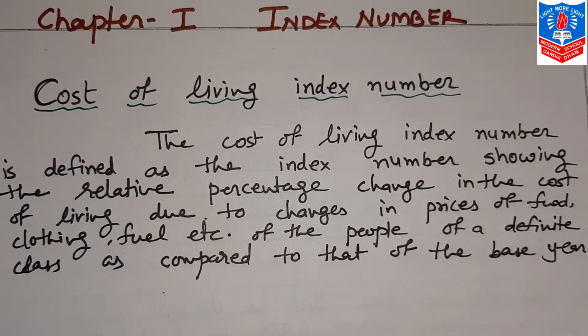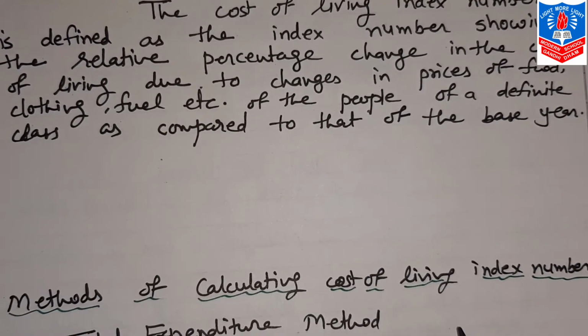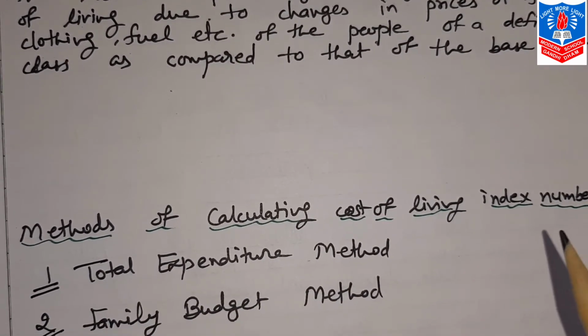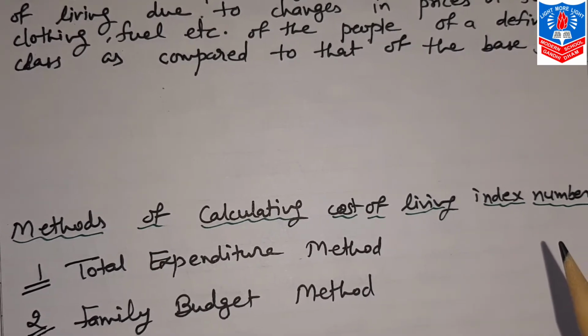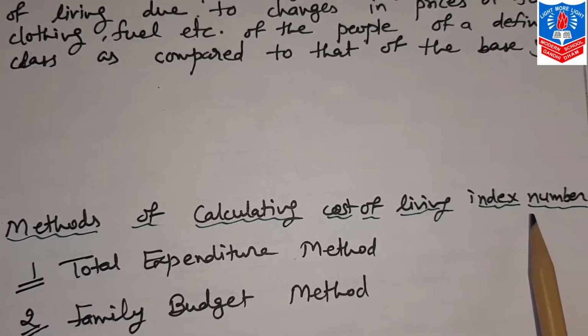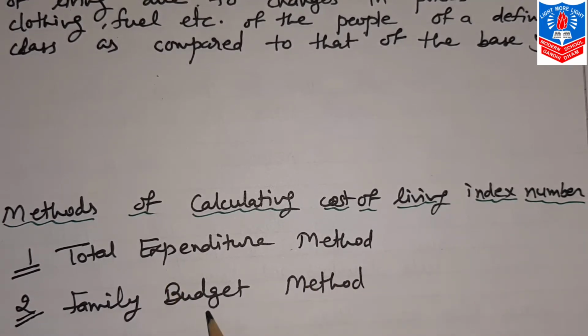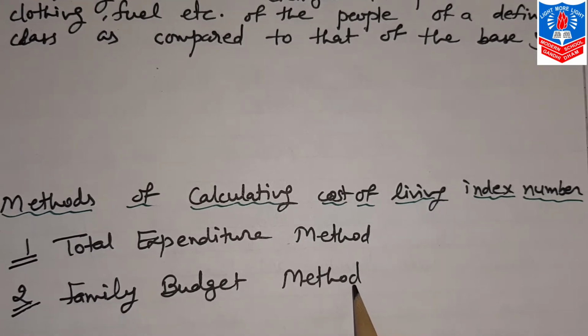Now this cost of living index number we can divide into two types by which we can calculate. So here, methods of calculating cost of living index number. There are two methods. Number 1, total expenditure method. Number 2, family budget method. Now by these two methods we will find cost of living index number in this session. Both methods' formulas are different, but whichever method you use, you will get the same answer.